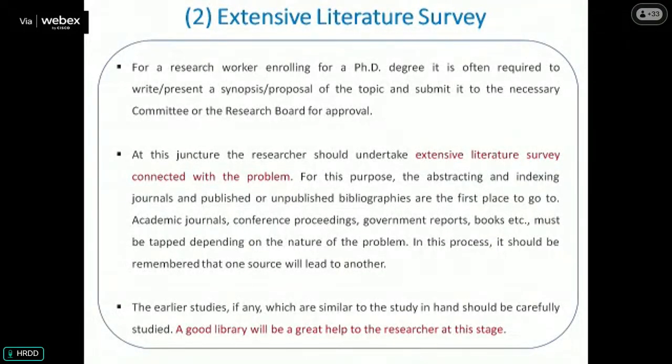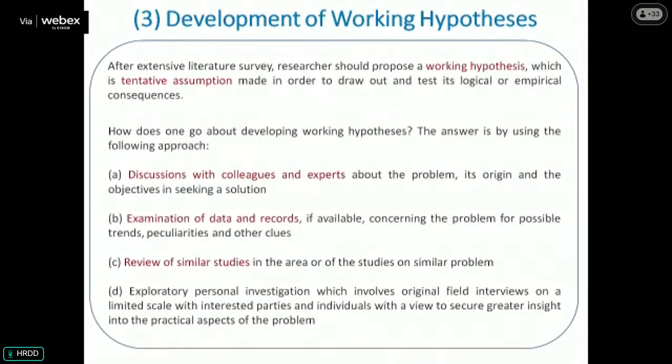The earlier studies, if any, which are similar to the study in hand, should be carefully studied. A good library will be a researcher at this stage. So what you are creating is a good library for yourself, for your work, right? So this is what is in the literature survey. Then after literature survey, what you do is generally development of working hypothesis.